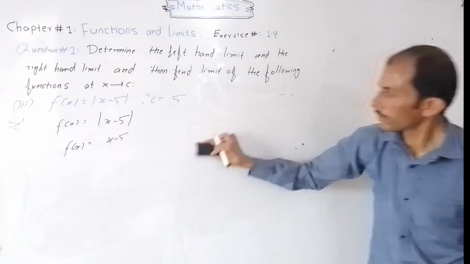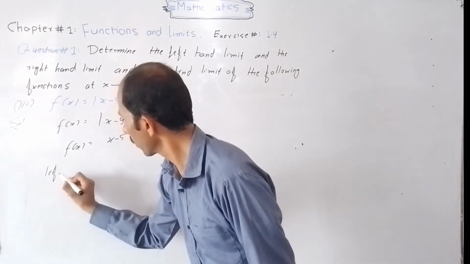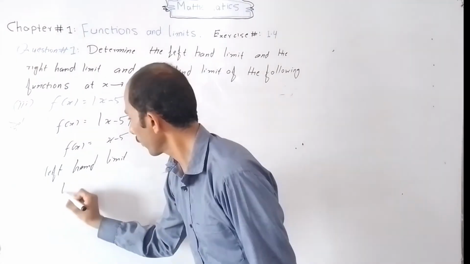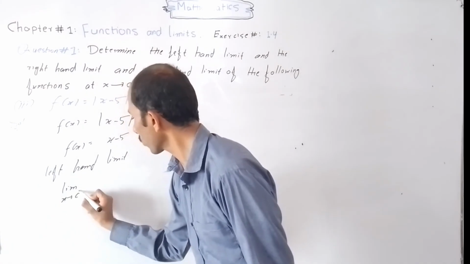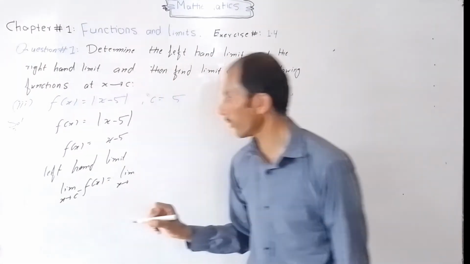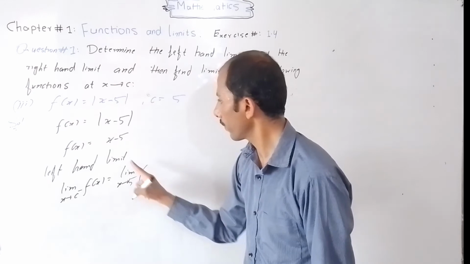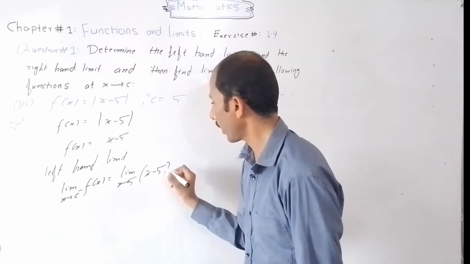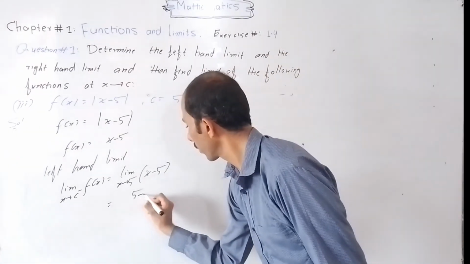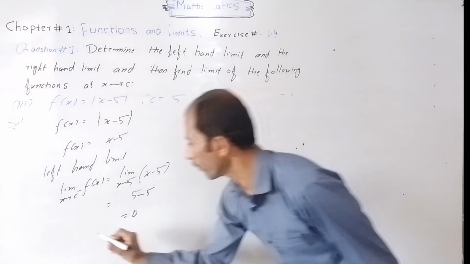Next, left hand limit. Limit as x approaches c of f(x) is equal to limit as x approaches c, value of c is equal to 5, of x − 5, which is equal to 5 minus 5, which is equal to 0. Left hand limit is equal to 0.